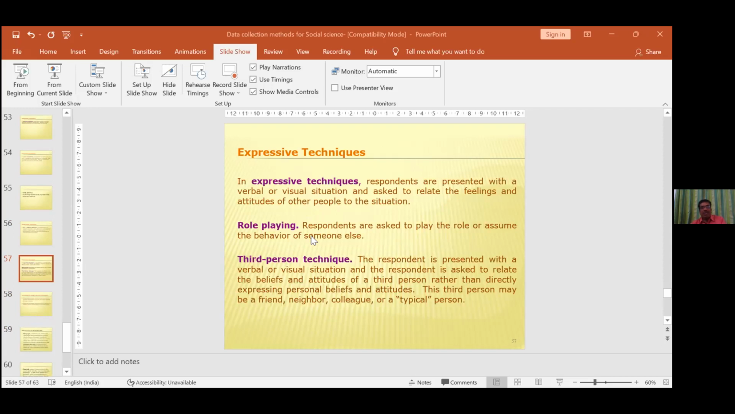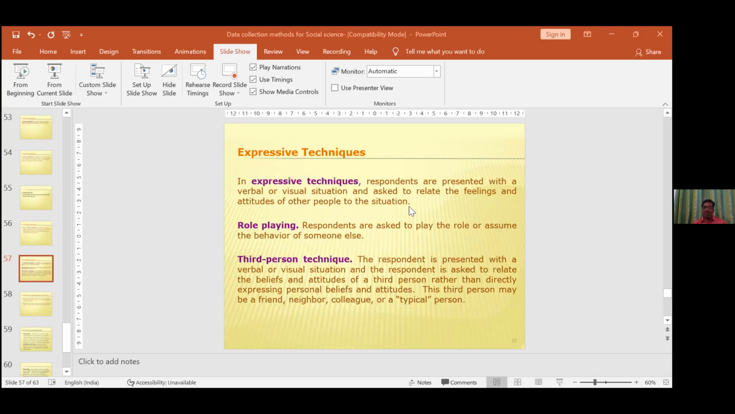One is expressive technique. What is expressive technique? In case of expressive technique, the respondents are presented with verbal or visual situations and asked to relate the feelings and attitude of other people to the situation. Say, for example, I can give an example. You would like to identify the spending pattern of the people.